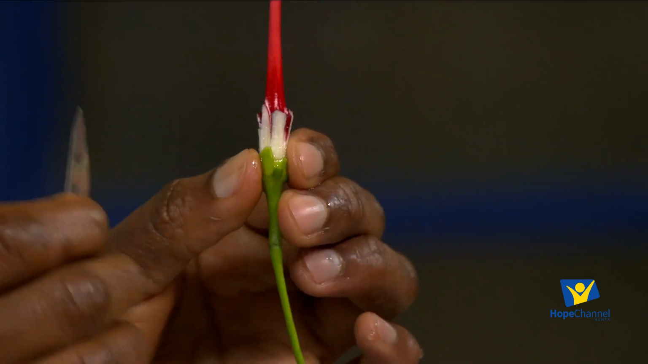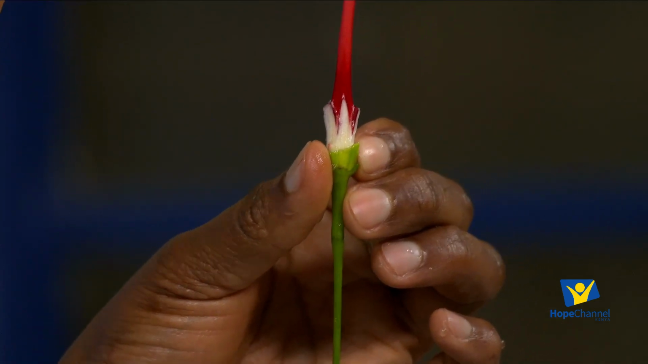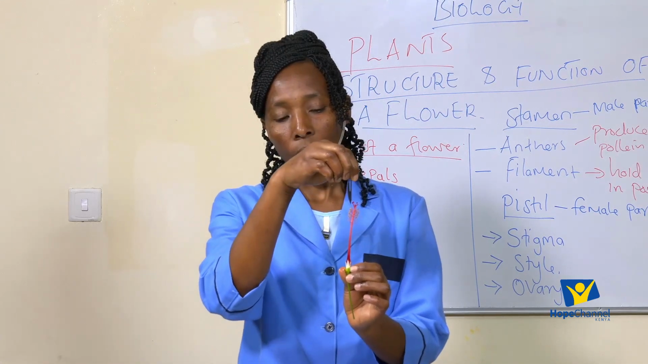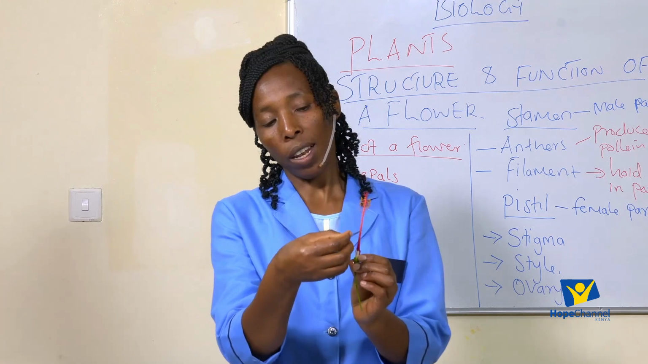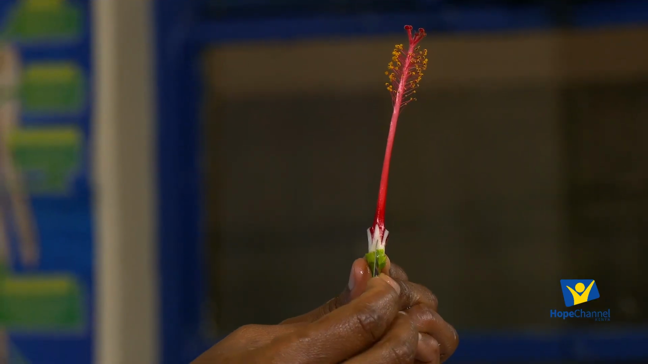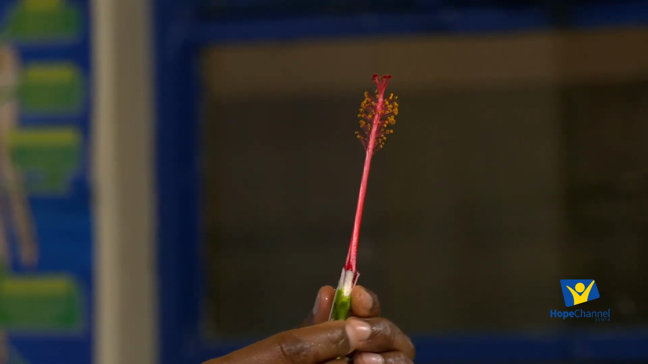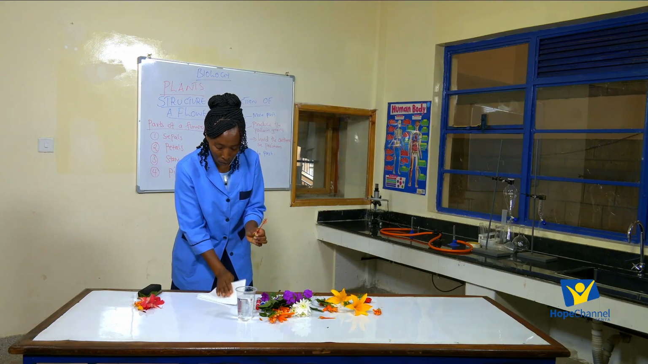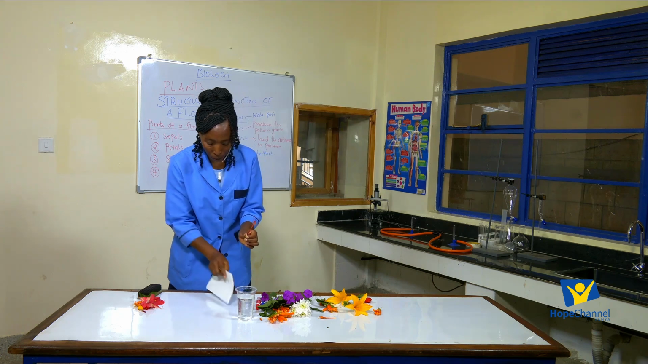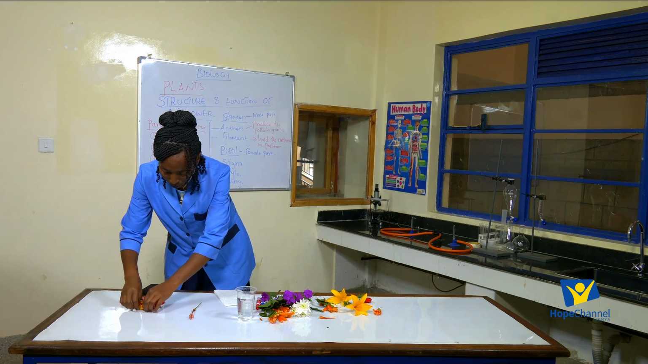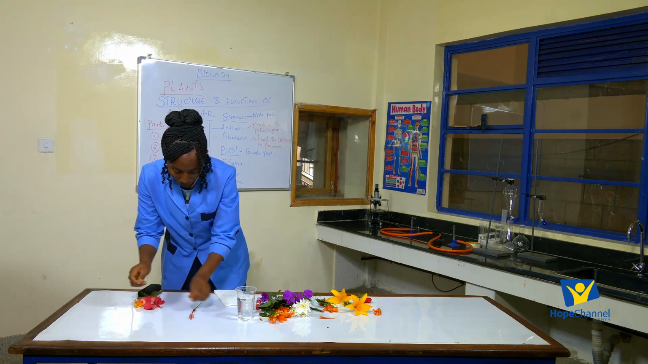So having the stigma up here, we expect to have the style and the ovary. So the style is at this point, and the ovary, we find it on the lower part. So I'm going to keenly dissect this flower so that we are able to see the female part of this flower.